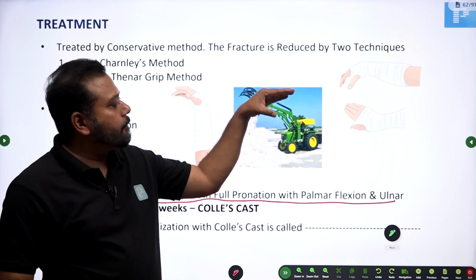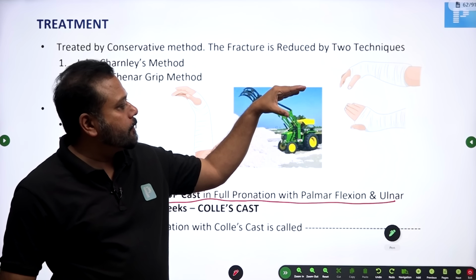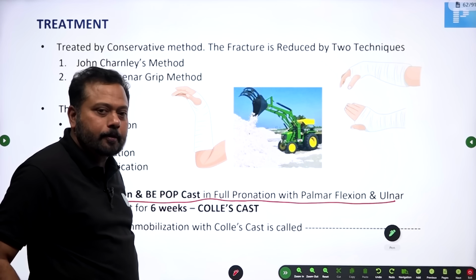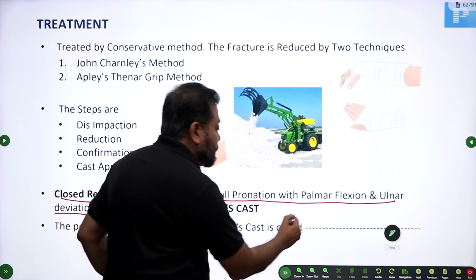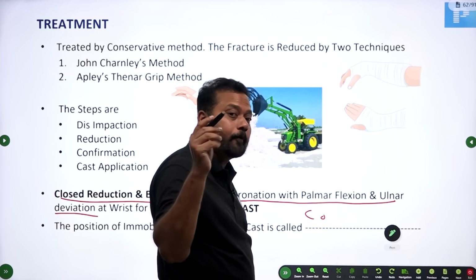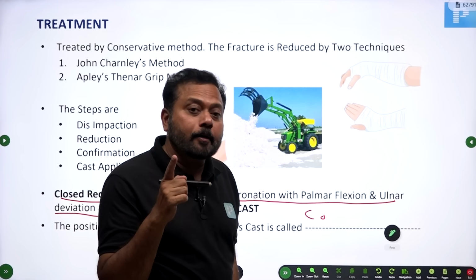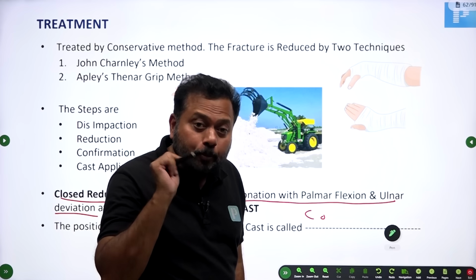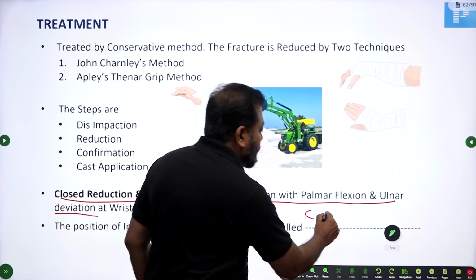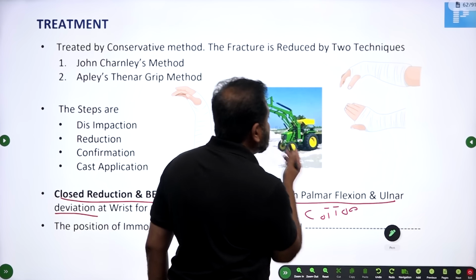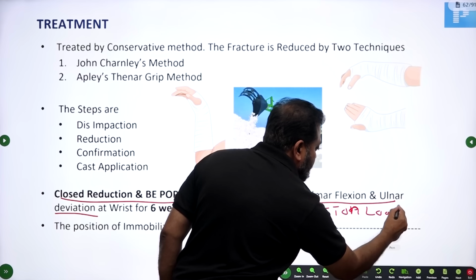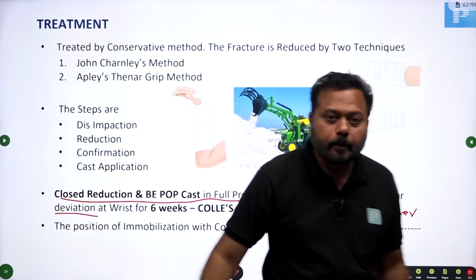Patient will be immobilized like this. This position is called cotton loader's position. This question is also so far unasked. Several times they ask about Colles cast: Colles cast is immobilized in which position? If they ask, it is called cotton loader. Cotton loader is this machine. Okay, cotton loader's position. Right, good.